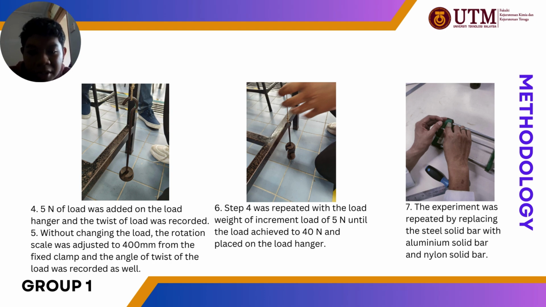Step 6. Step 4 was repeated with an increment of load of 5 Newton until the load reached 40 Newton on the load hanger. Step 7. The experiment was repeated by replacing the steel solid bar with the aluminum solid bar and the nylon solid bar.